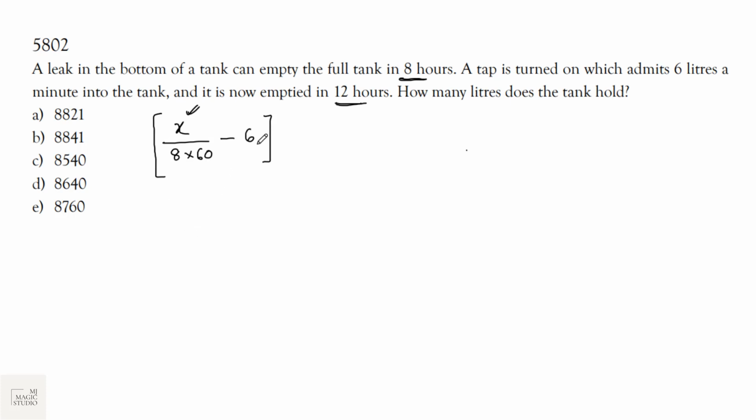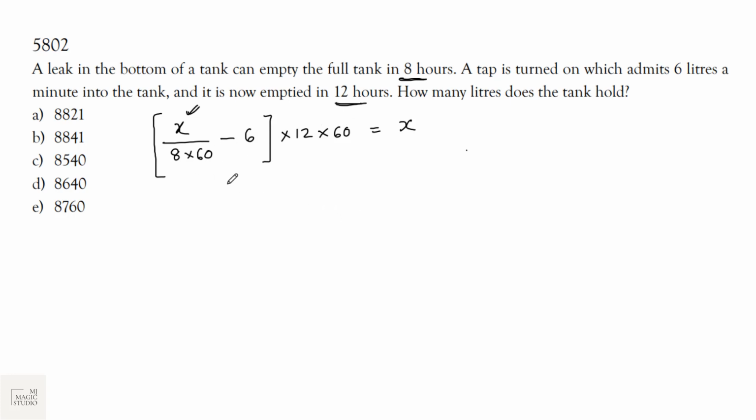This was the leaking rate minus 6 liters per minute, the input in the tank. This will be the efficiency of the leak now. And with this efficiency, the tank is emptying in 12 hours. That means this into 12 into 60 should equal the capacity of the tank. Isn't it a simple equation to do?